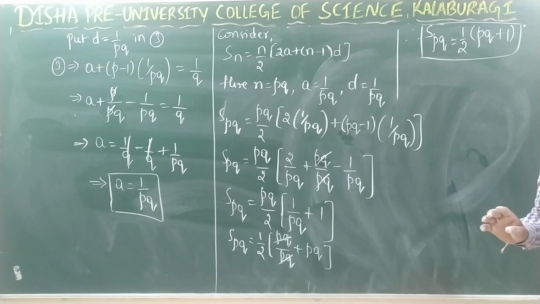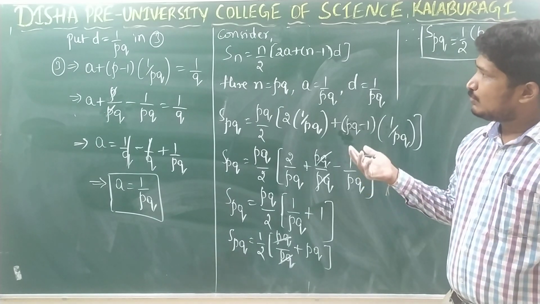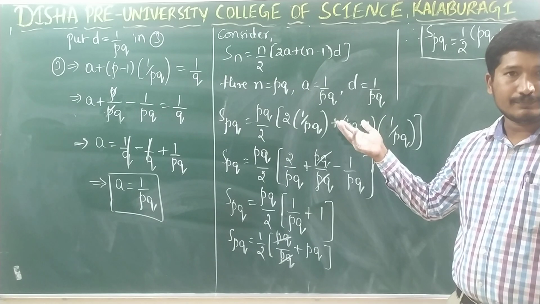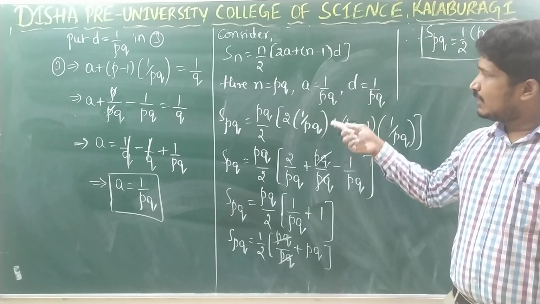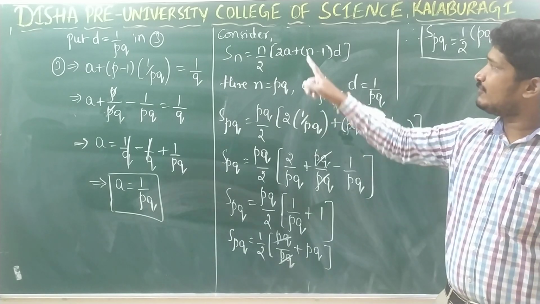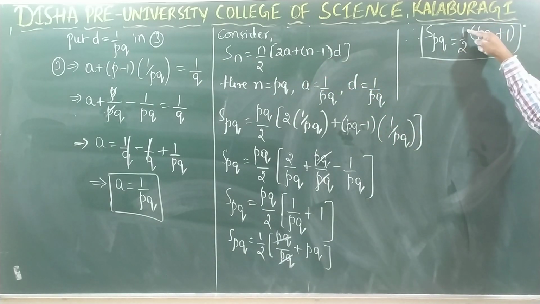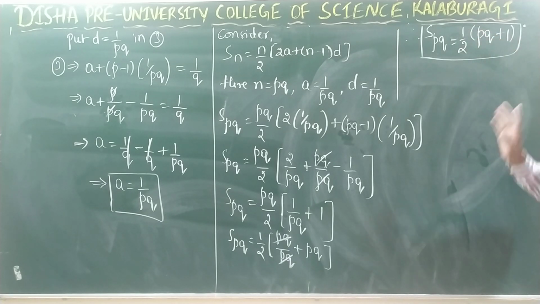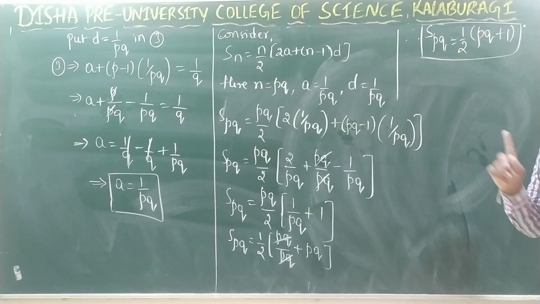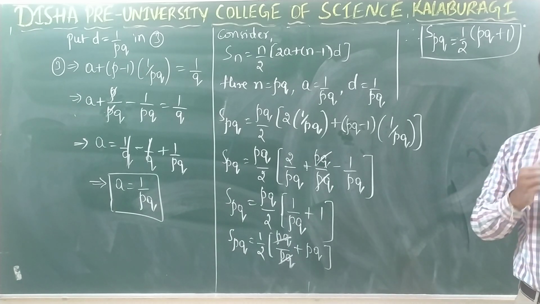So what have we done? We have used the given terms, that is, the two terms that we were given, the pth and qth term, and we have found the values of A as well as D, and we have substituted in this formula, and we have proved that the sum of first PQ terms is 1 by 2 into PQ plus 1. Right? So I hope you understood this. Right? So let us solve 2 more problems and we will end this session.